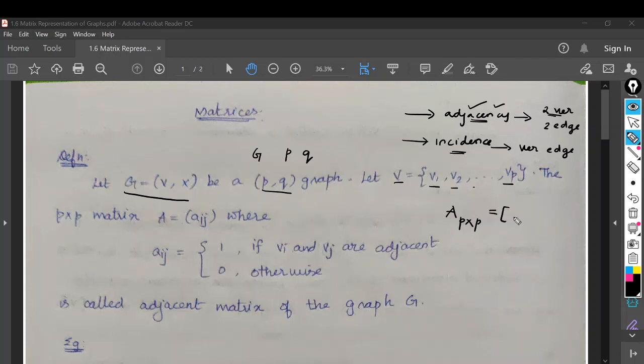That is equal to [Aij], and the elements of the matrix are defined as follows. The element Aij of the matrix will be equal to 1 if the vertex Vi and the vertex Vj are adjacent to each other. The element will be 0 if there is no adjacency between the vertices Vi and Vj. So, a matrix defined in this way is called an adjacency matrix. Let us get into the problem.